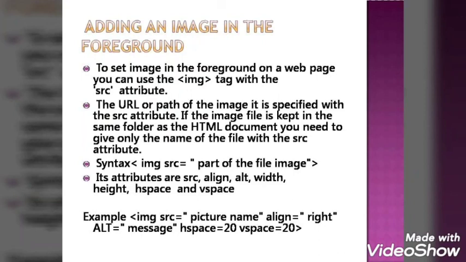You can see the syntax. Image source, from where it will come, equals the path of the image file. We will write the path of the image from where it is located. Then we will give more options, like its alignment, making it broad, and the spacing. All these features we will add under the attributes, and then we can close it. So this is the way we can add an image in the web page.